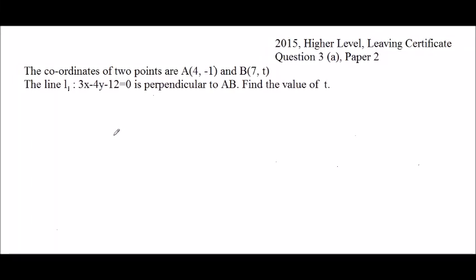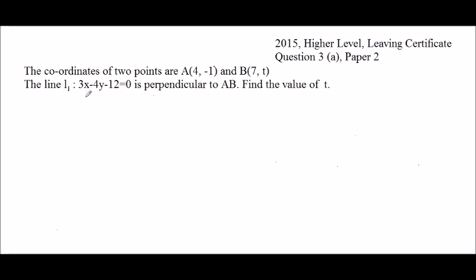Today we're looking at a higher level Leaving Cert question. The coordinates of 2 points are A(4, -1) and B(7, t). The line L1, 3x minus 4y minus 12 equals 0, is perpendicular to AB. Find the value of t.